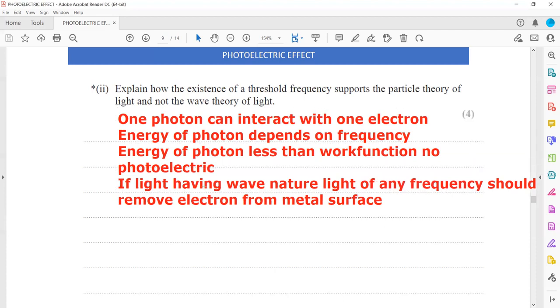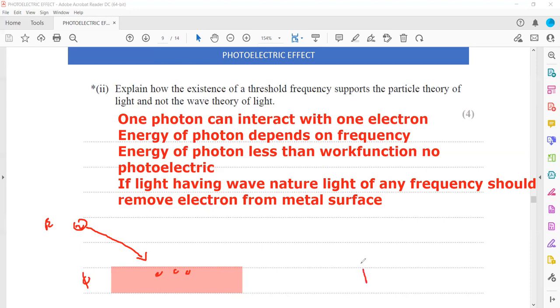One photon can interact with one electron. Like this is a metal surface, and we have a lattice of positive ions and delocalized electrons within the metal, and light of a certain frequency, a photon with a certain energy, falls on it. If the energy of this photon is more than or equal to the work function, the electron will come out, otherwise it won't.